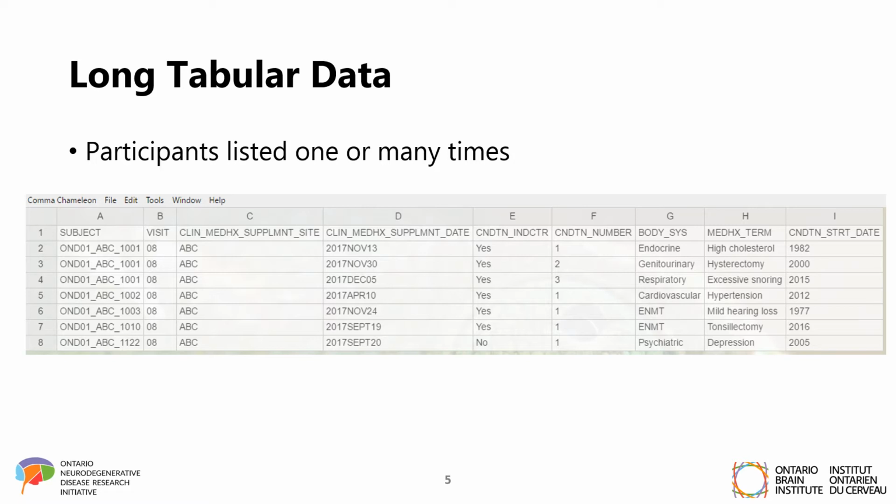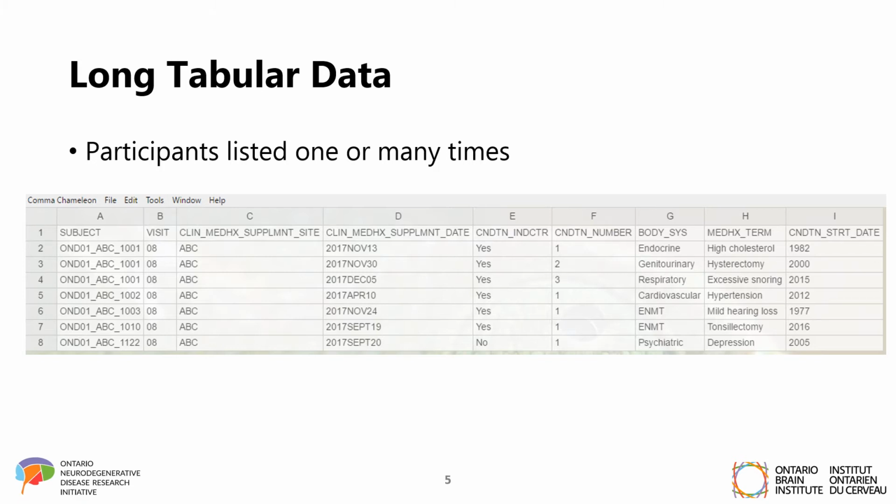Tabular data can also be long, where participants are listed one or many times down the rows because of a repeated factor. Repetition of participants down rows in long tabular data is intentional, as each row is a unique instance in data. Long tabular data formats are used in ONDRI to prevent ragged rows in data files.